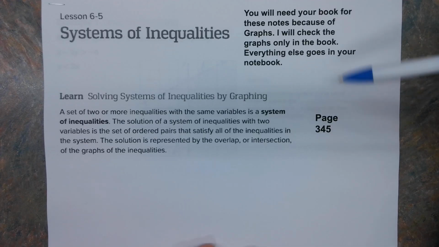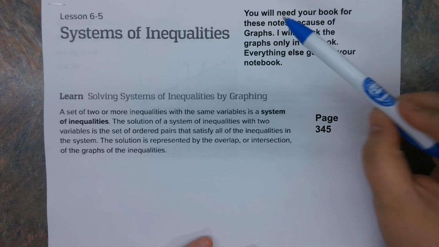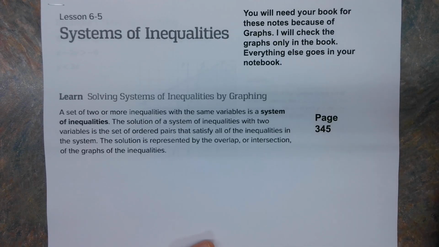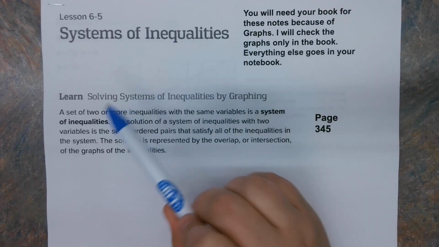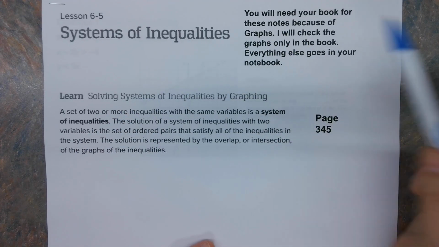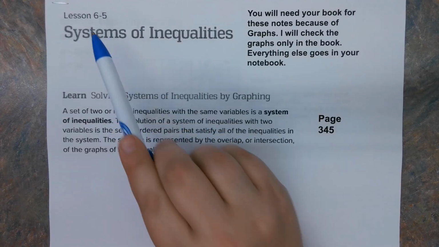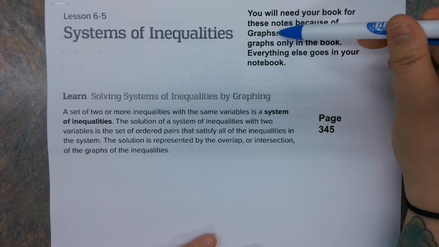This is page 345. So I will be checking this part of your book because there are some graphs. So I'm going to be checking that you did the graphs with each example. This is the only part of the book that I will be checking, and not even the work part, just the graphs. So page 345 is where we're starting with lesson 6-5. I want work in your notebook, graphs in your book.